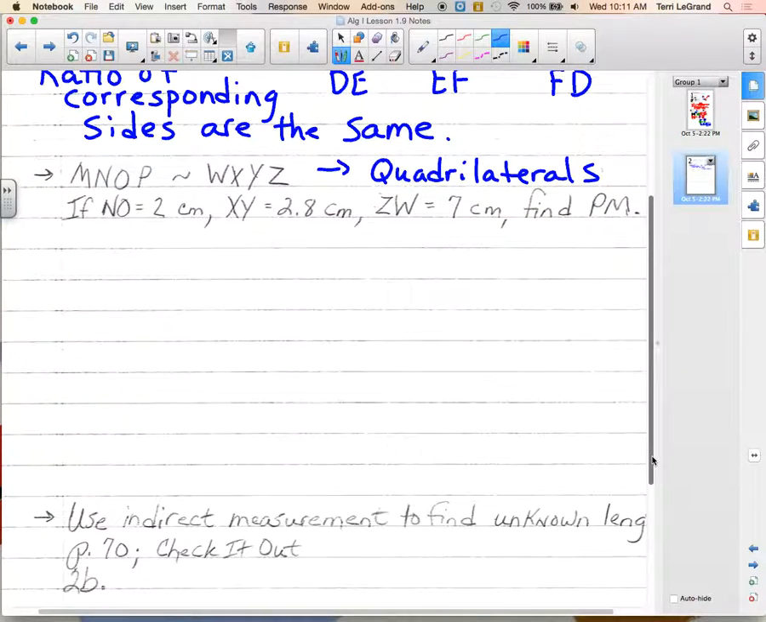And the first thing I always do before I use the numbers, I use the letters. I set up a proportion using the letters to make sure I have a good relationship. I don't even deal with the numbers right away.